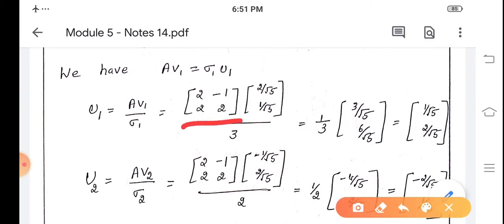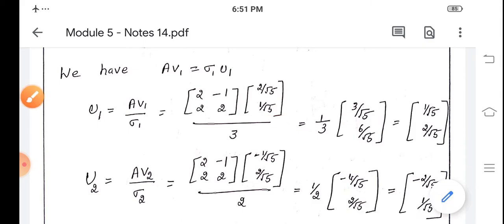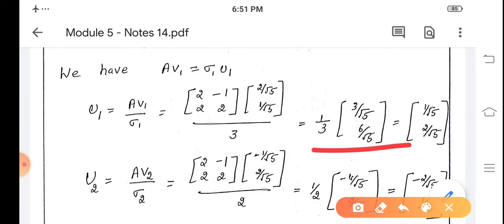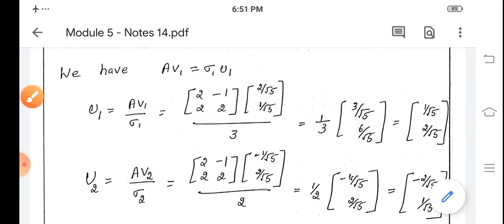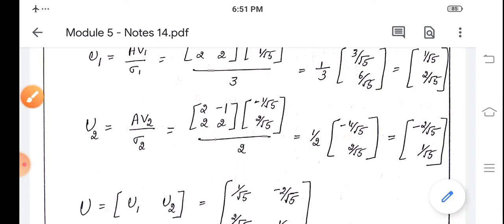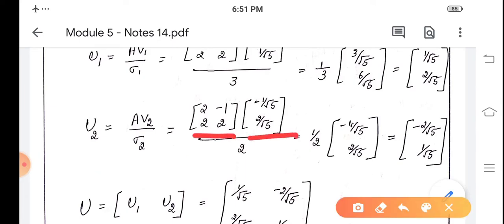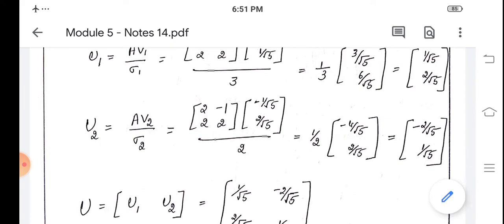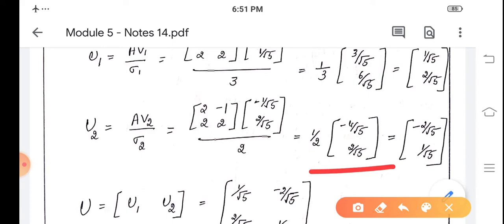That gives the given matrix A multiplied by vector V1, that is (2 by root 5, 1 by root 5), divided by sigma 1. Sigma 1 is 3. That is 1 by 3 into (3 by root 5, 6 by root 5), that is (1 by root 5, 2 by root 5). Next we find U2. U2 is A V2 by sigma 2, that is A into V2, which is (-1 by root 5, 2 by root 5), divided by sigma 2, which is 2. That gives 1 by 2 into (-1, 4 by root 5, 2 by root 5), or U2 is equal to (-2 by root 5, 1 by root 5).